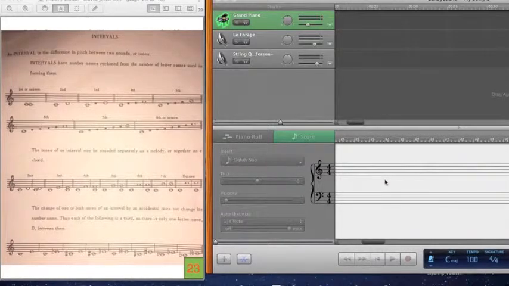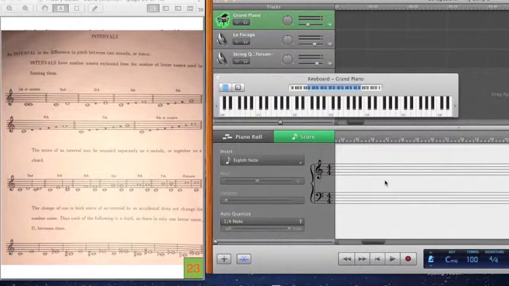Chapter 2.7 Introduction to Intervals. This is the last unit that we have in Section 2 before we go on. An interval is the difference in pitch between two sounds or tones. Difference can also be thought of as the distance between two sounds or tones. Based on that distance, intervals have number names reckoned from the number of letter names used in forming them.